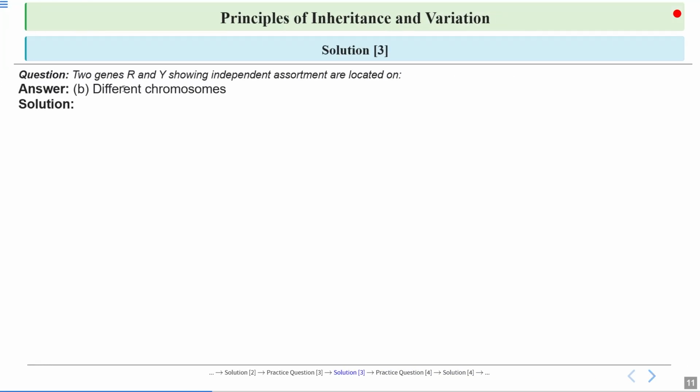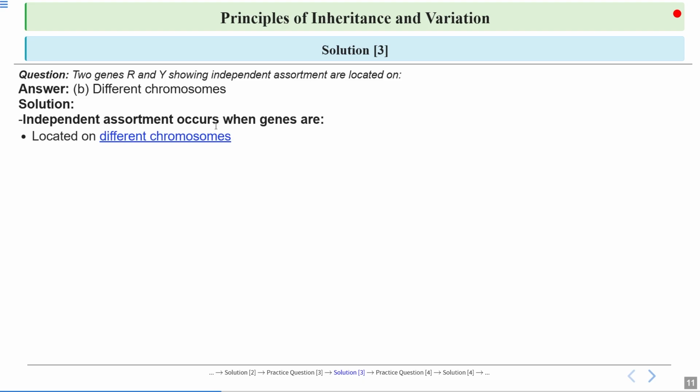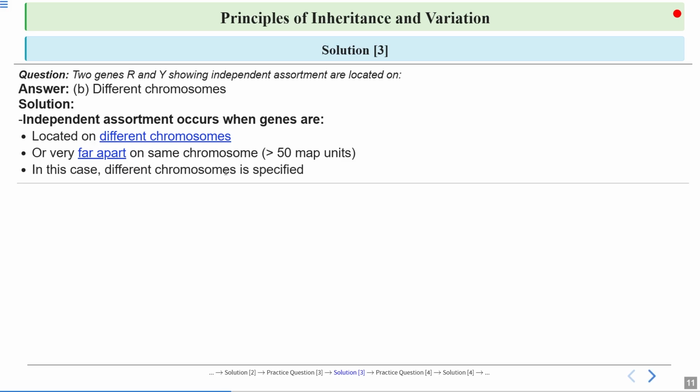So these two genes, R and Y, are located on different chromosomes. Then only they will show independent assortment. When genes are present on the same chromosome, they will show linkage. Clear? So independent assortment occurs when genes are located on different chromosomes or very far apart on the same chromosome, more than 50 map units. In this case, different chromosomes is the correct answer.